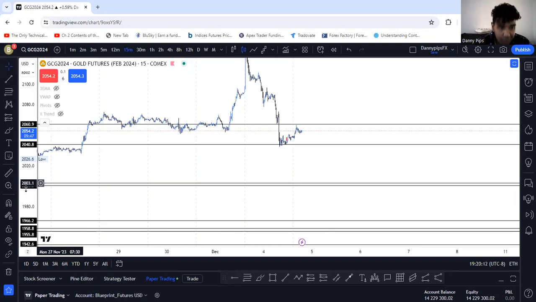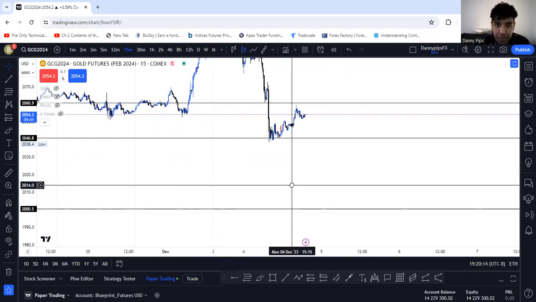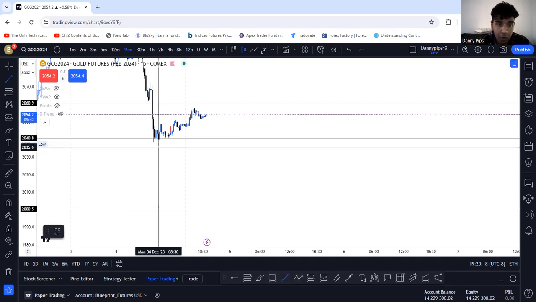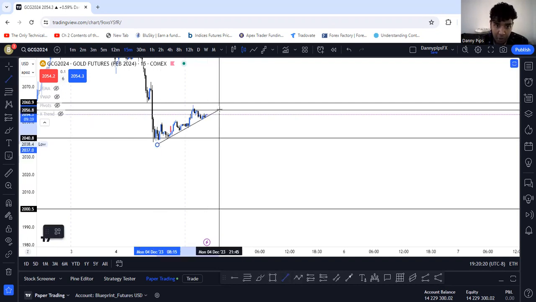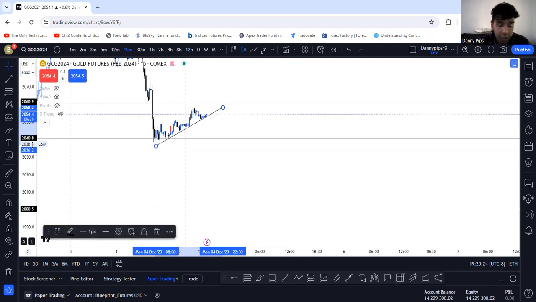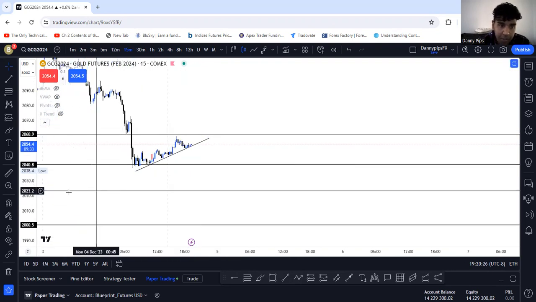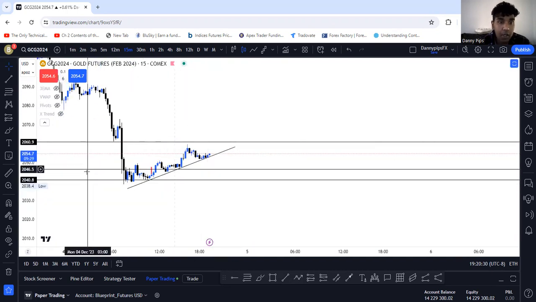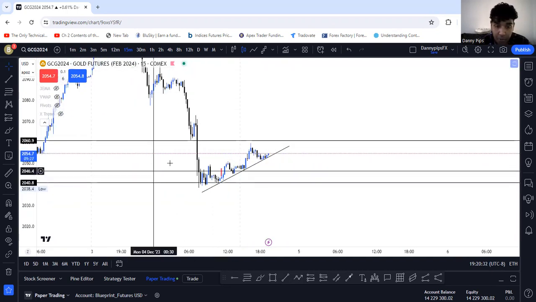Right? We can now start to set up our entry based off of what's happening on these lower time frames. So based off your entry methods, like if it's a price trap breakout method or break and retest, you can technically start to look for those entries off of the 15 and the 5 minute time frame here.